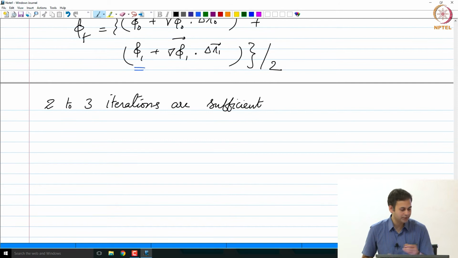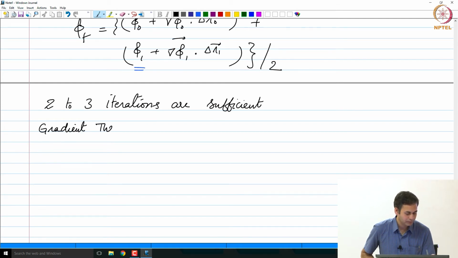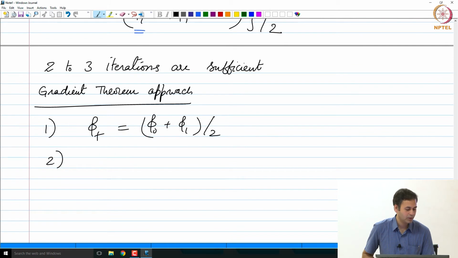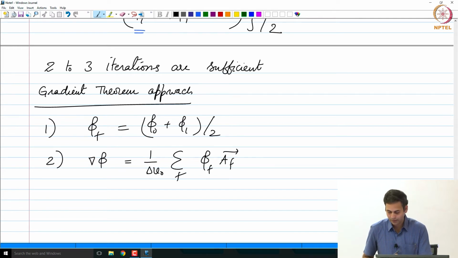So, if I were to write a general algorithm for this, what would that be? This is the gradient theorem approach. What do we do? What is the first step in the algorithm? You evaluate what is phi f from the existing phi 0, phi 1 using arithmetic average, right. What is the next step? Calculate the gradients of phi at the cell centroids using the sum over faces of phi f A f bar divided by the cell volume.